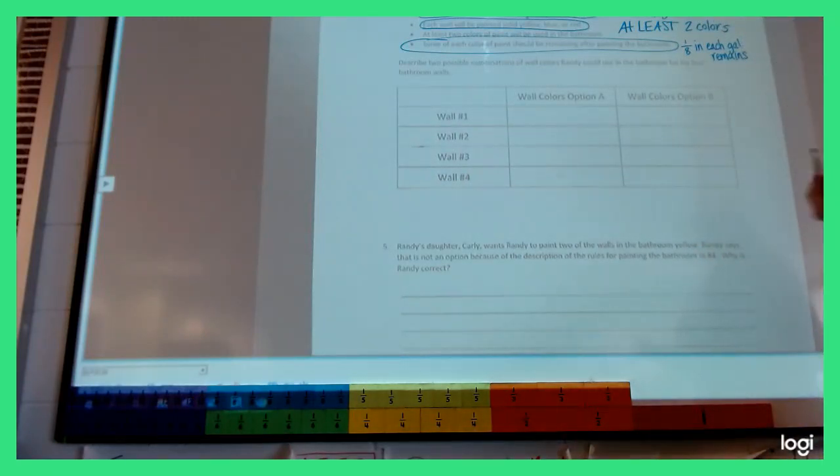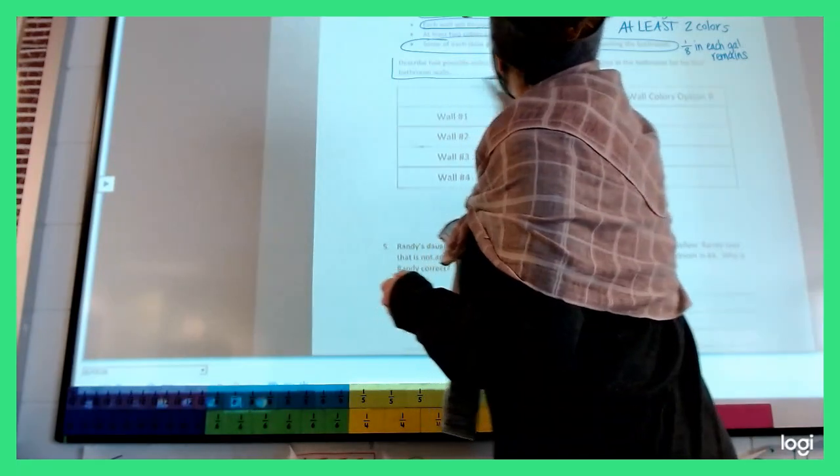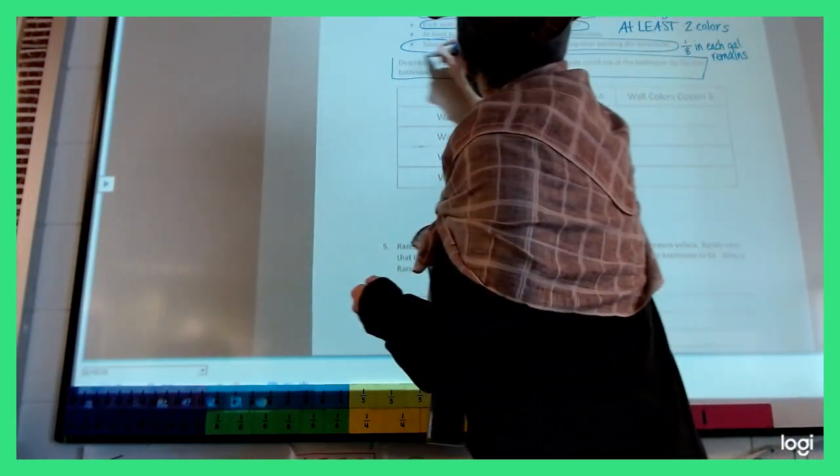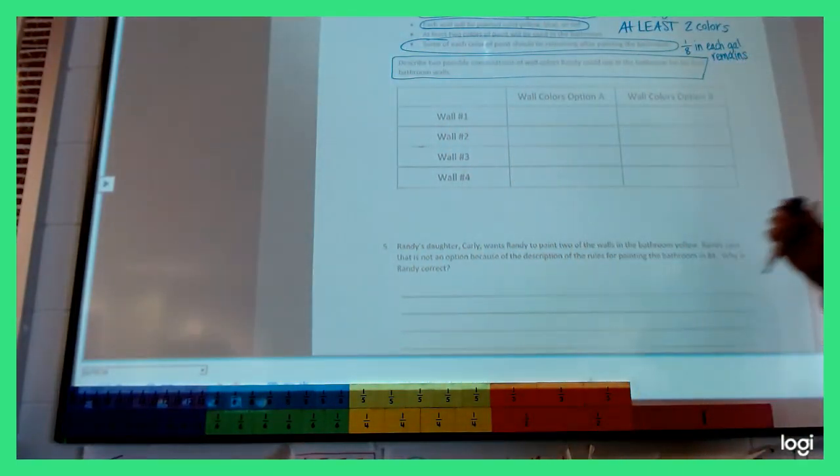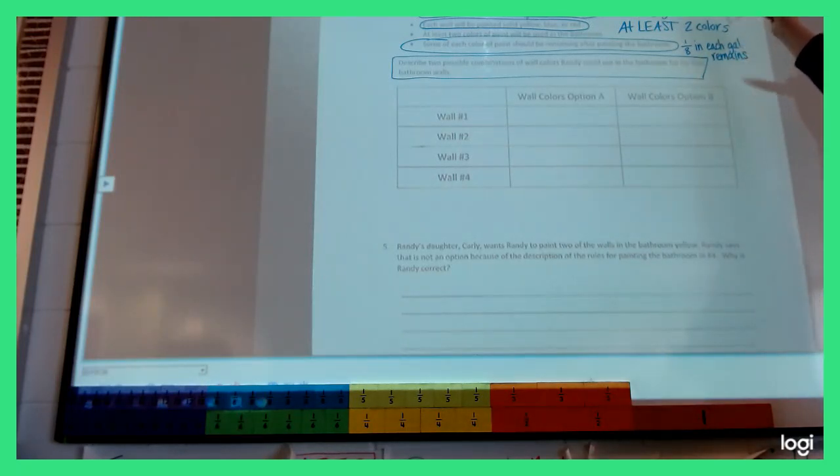So then our question down here wants us, I'm going to put this in a big box, describe 2 possible combinations of wall colors Randy could use in the bathroom for his 4 bathroom walls. Do you think there are lots of different options here? There are a lot of options here. You just have to pick 2 options that would work following all of this criteria, okay?